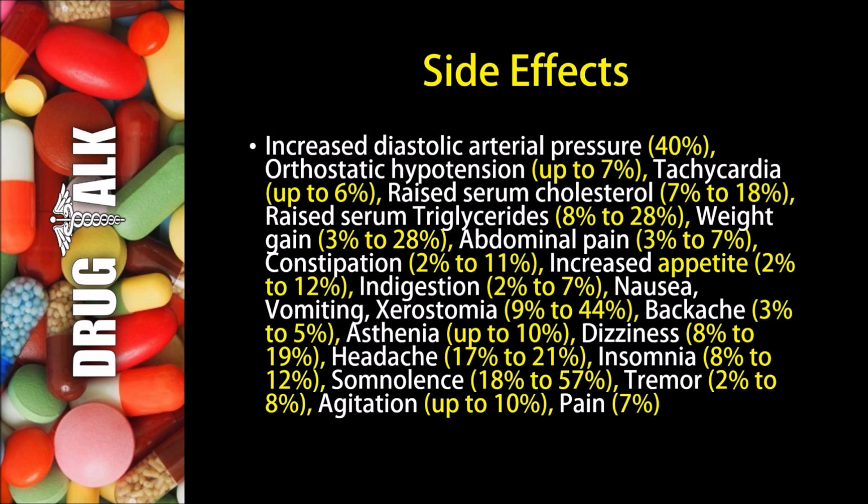A backache may happen 3 to 5% of the time, and asthenia or abnormal weakness may happen up to 10% of the time. 8 to 19% may experience dizziness. 17 to 21% may experience a headache. 8 to 12% may experience insomnia. And somnolence may happen at a rate between 18 and 57%. A tremor may occur in 2 to 8% of patients, and agitation can happen up to 10% of the time. And finally, some patients may experience pain. This comes in at 7%.